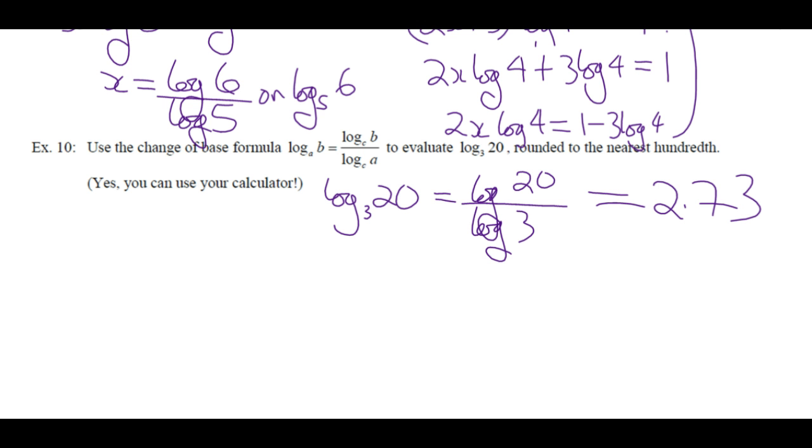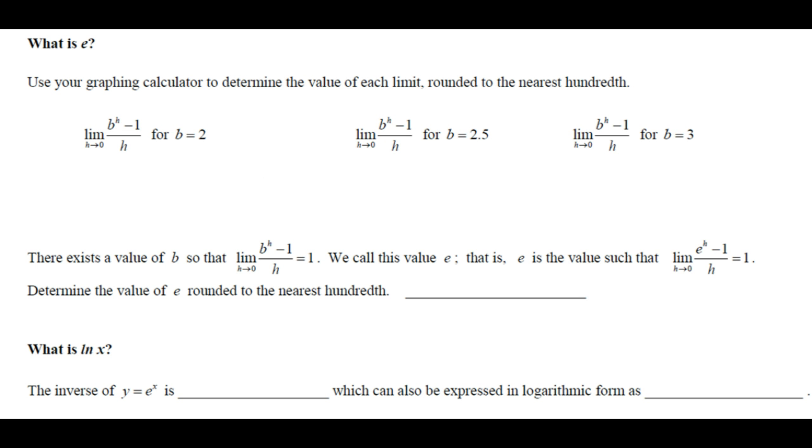Okay, questions, comments? Ready to move on? The sooner we get this done, the sooner you get on to homework. Use your graphing calculator to determine the value of each limit rounded to the nearest hundredth.